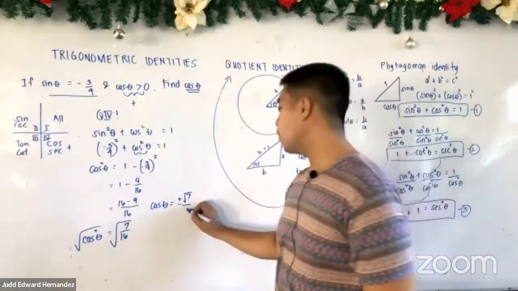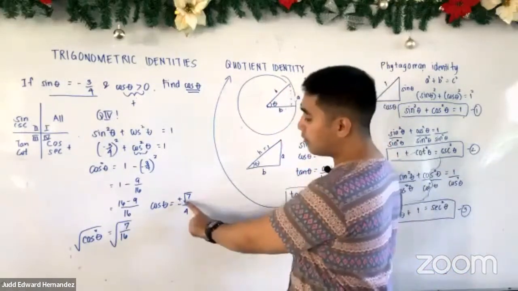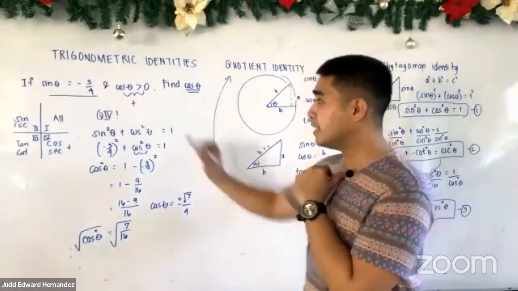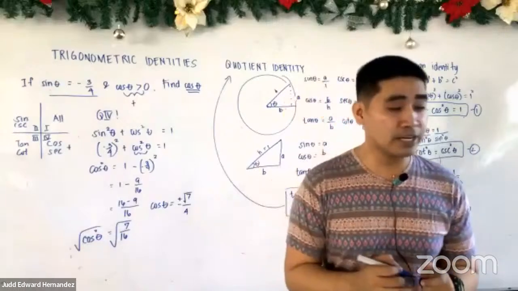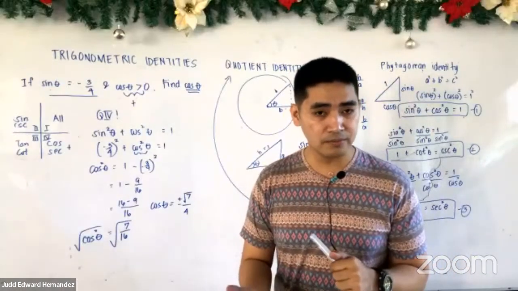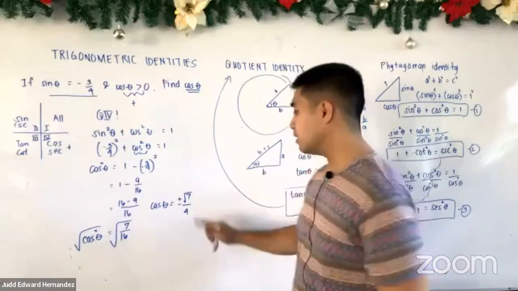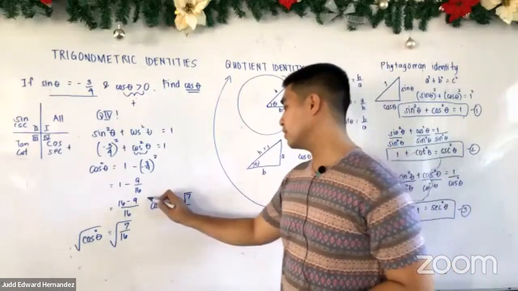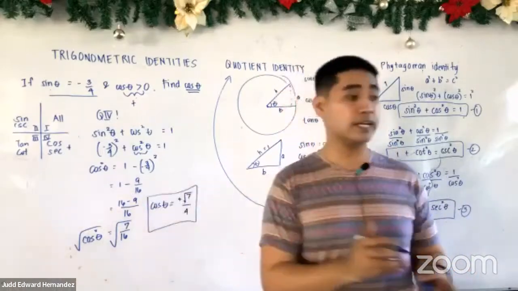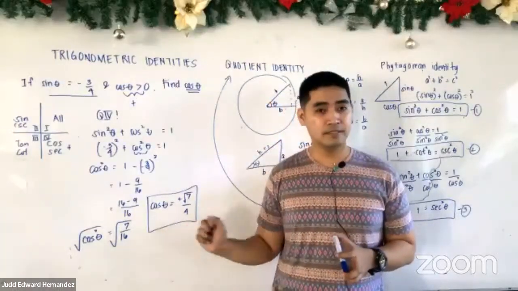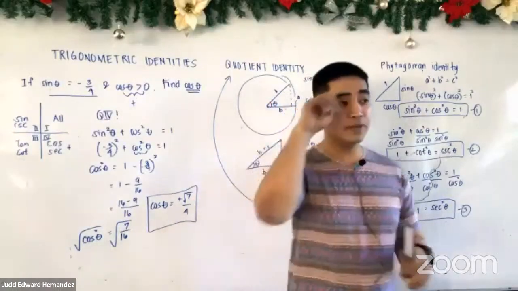4 po. Okay. But since we have two values, one positive, one negative, ano pong sabi sa atin? Cosine theta is greater than 0. And what do we know about cosine theta greater than 0? Positive po. Positive. Therefore, the correct answer is positive square root of 7 over 4. And that is the correct answer. Are we clear? Yes po. Okay, maliwanag po.